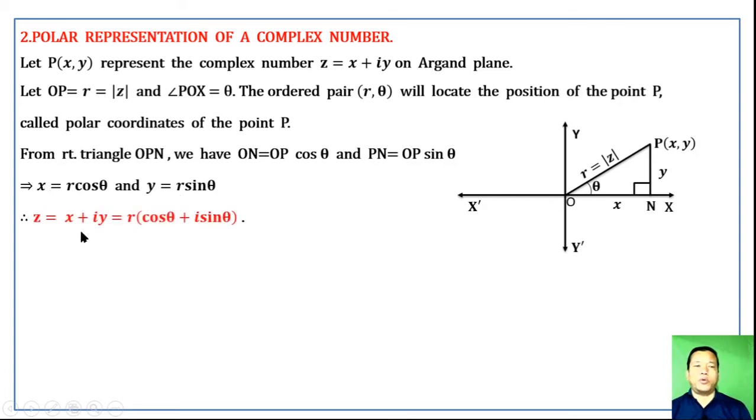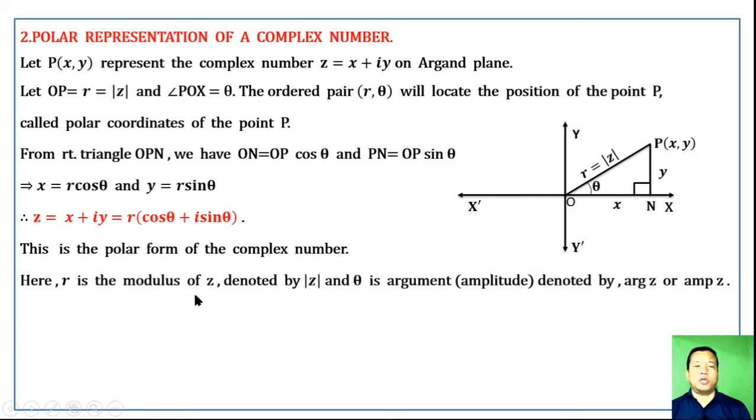Therefore, z equal to x plus iy. The value of x is r cos theta, the value of y is r sin theta. Taking the common factor r out, we get r times cos theta plus i sin theta. This is the polar form of the complex number. This x plus iy is equal to r times cos theta plus i sin theta. This expression is called the polar representation of the complex number z.